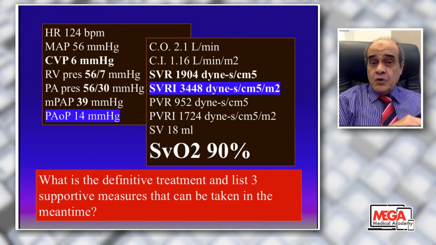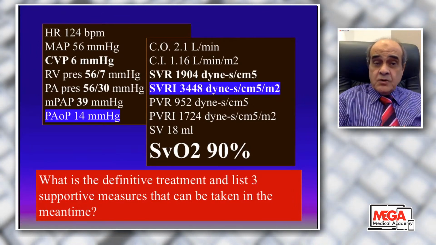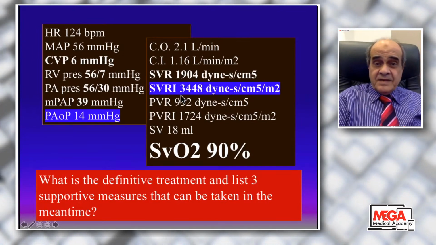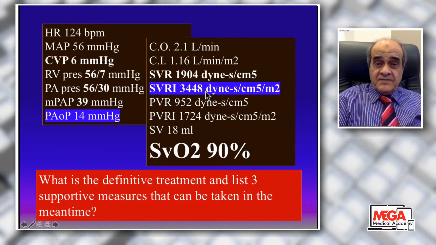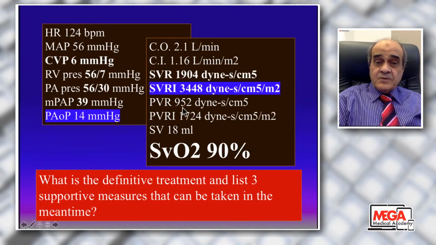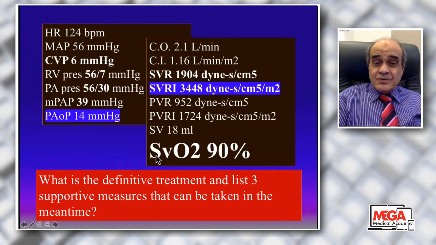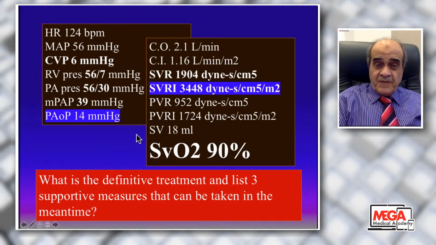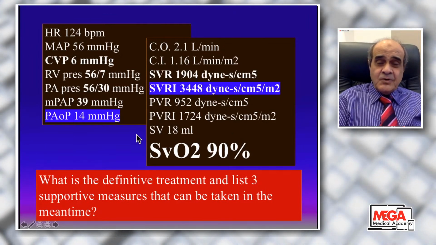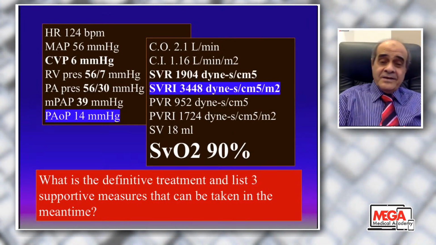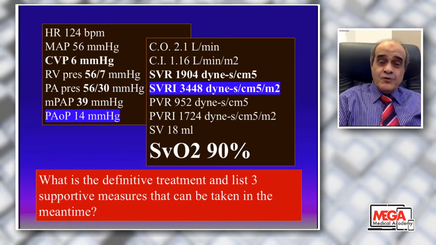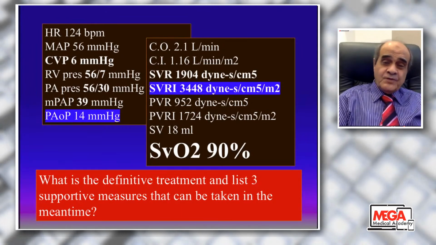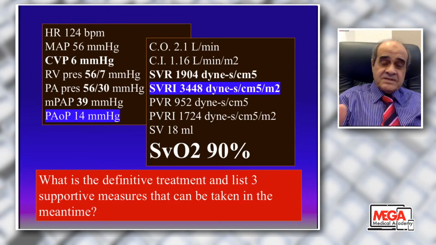Cardiac output is low, cardiac index is low, systemic vascular resistance is very high at 1,900, and the index is 3,448, and so pulmonary vascular resistance is also very high. Mixed venous oxygen saturation is about 90%. And so this is a typical scenario in a complicated case of acute myocardial infarction. I think most of you now know the diagnosis of this case.